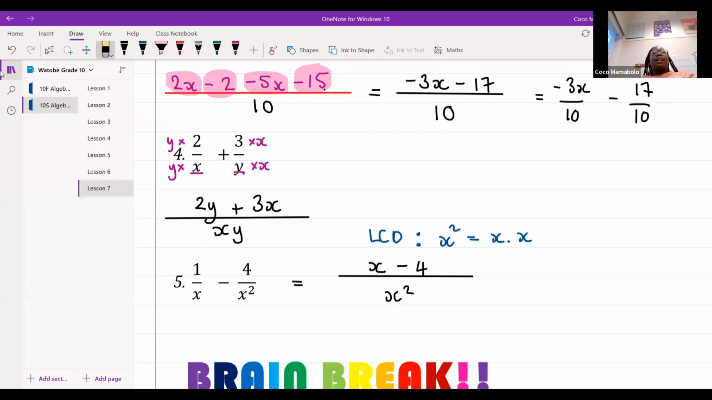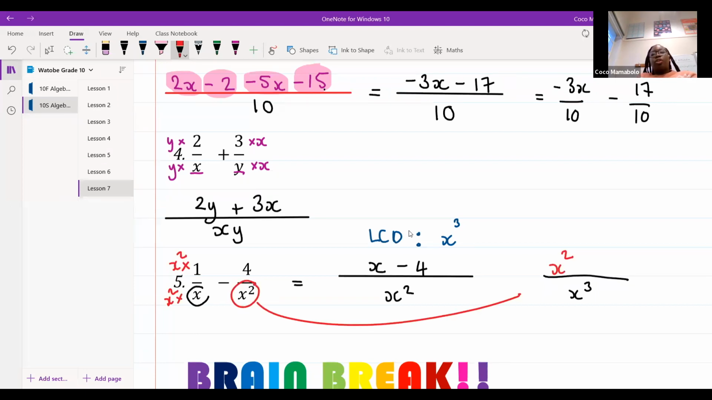For those of you who said that you want to make x cubed the LCD, let's do that and we'll see what happens. After this, we're going to have a brain break. If I make my LCD x cubed, how did I get from x to x cubed? I multiplied by x squared, so I'm going to multiply by x squared at the top as well. So I'm going to have x squared. And how did I get from x squared to x cubed? I multiply by x. So I'm going to have x over here. So I'm going to get x squared minus 4x.